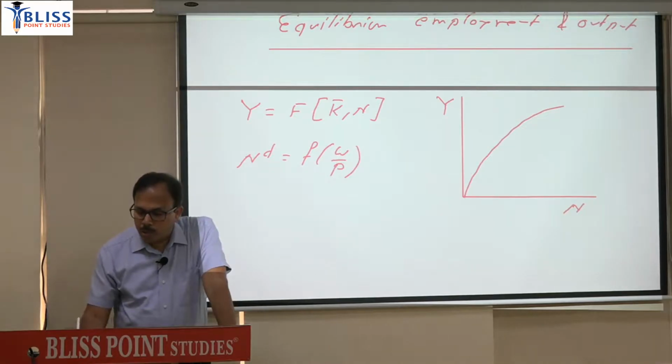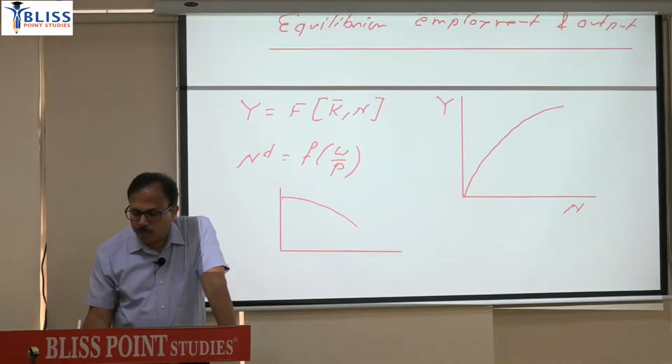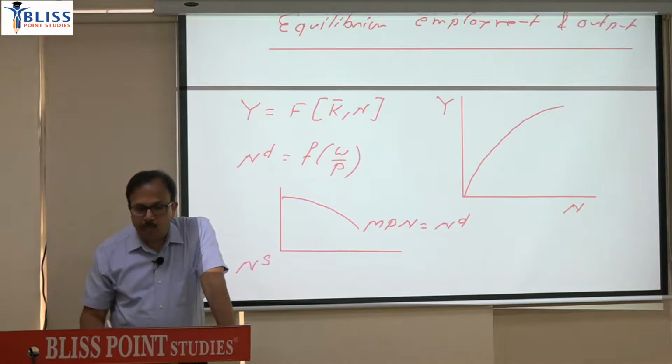But the labor demand curve is basically nothing but the marginal productivity of labor. Labor demand curve is nothing but the marginal product of labor. तो लेबर का डिमांड इन फैक्ट एमपीएन कर्व है. एमपीएन कर्व को ही लेबर डिमांड कर्व कहना है. Then we derive labor supply.